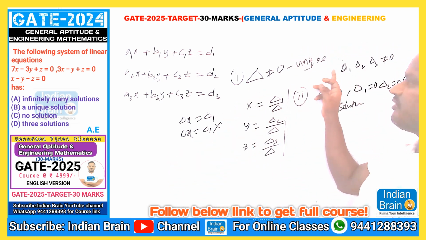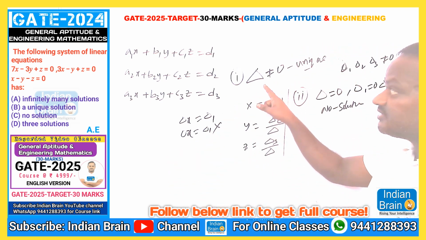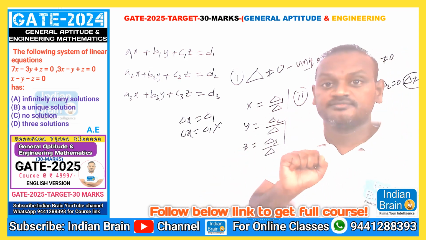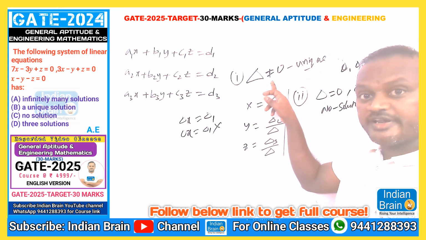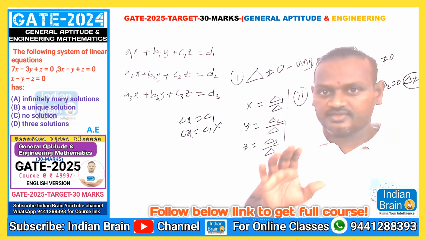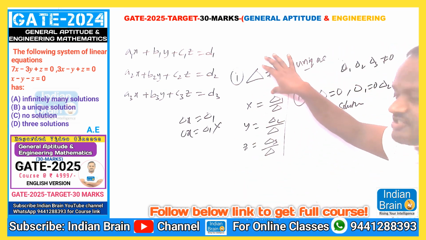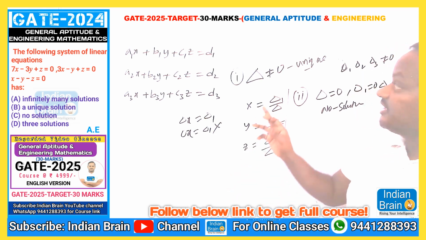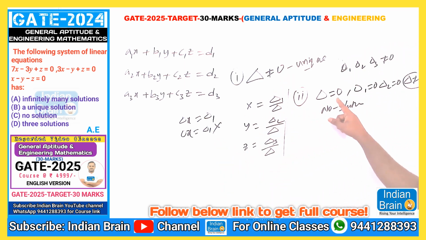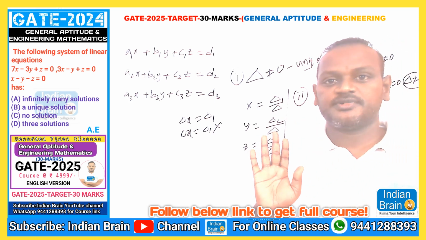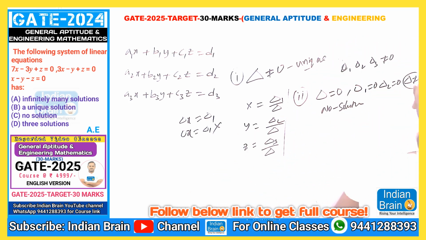Sometimes any one of them will be 0, that is another issue. Why? Because the denominator part should not be equal to 0. Here we have delta value not equal to 0, that's my perception, and that gives a unique solution. If delta is equal to 0, the parity condition is there. If delta is equal to 0 and any one of delta 1, delta 2 is not equal to 0, it is an illogical concept. That's why no solutions.